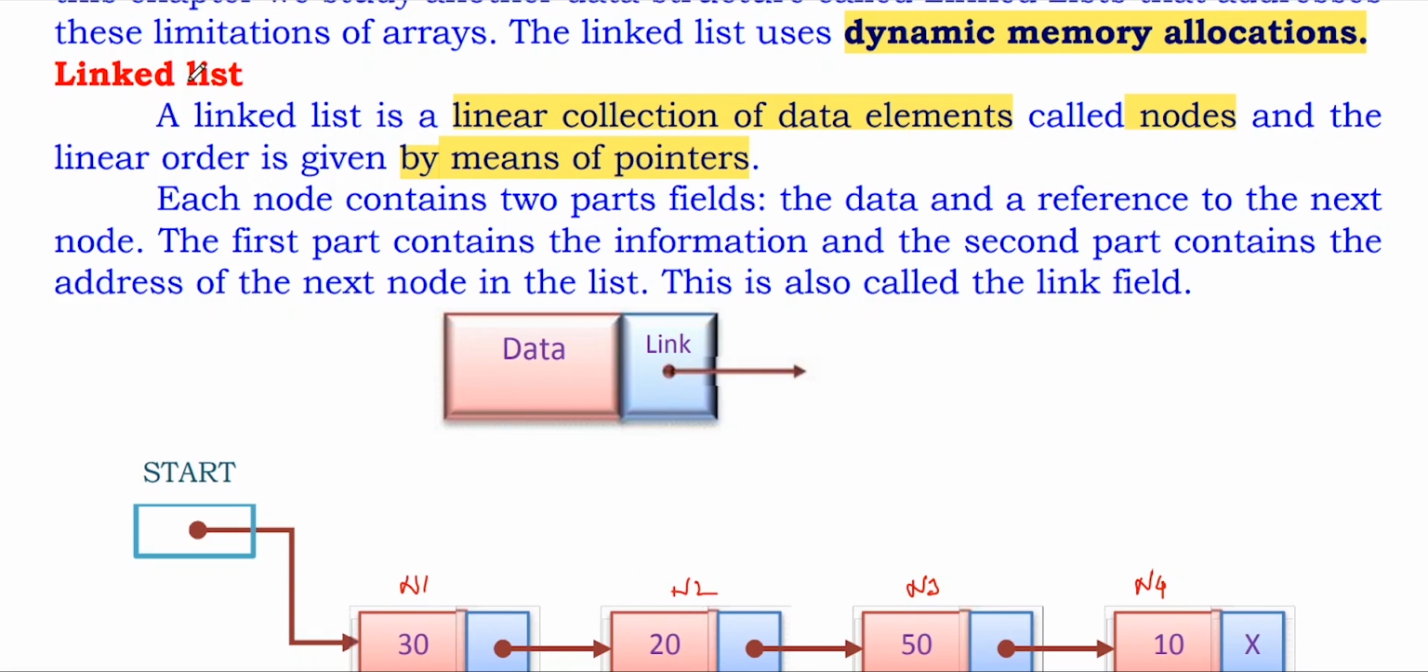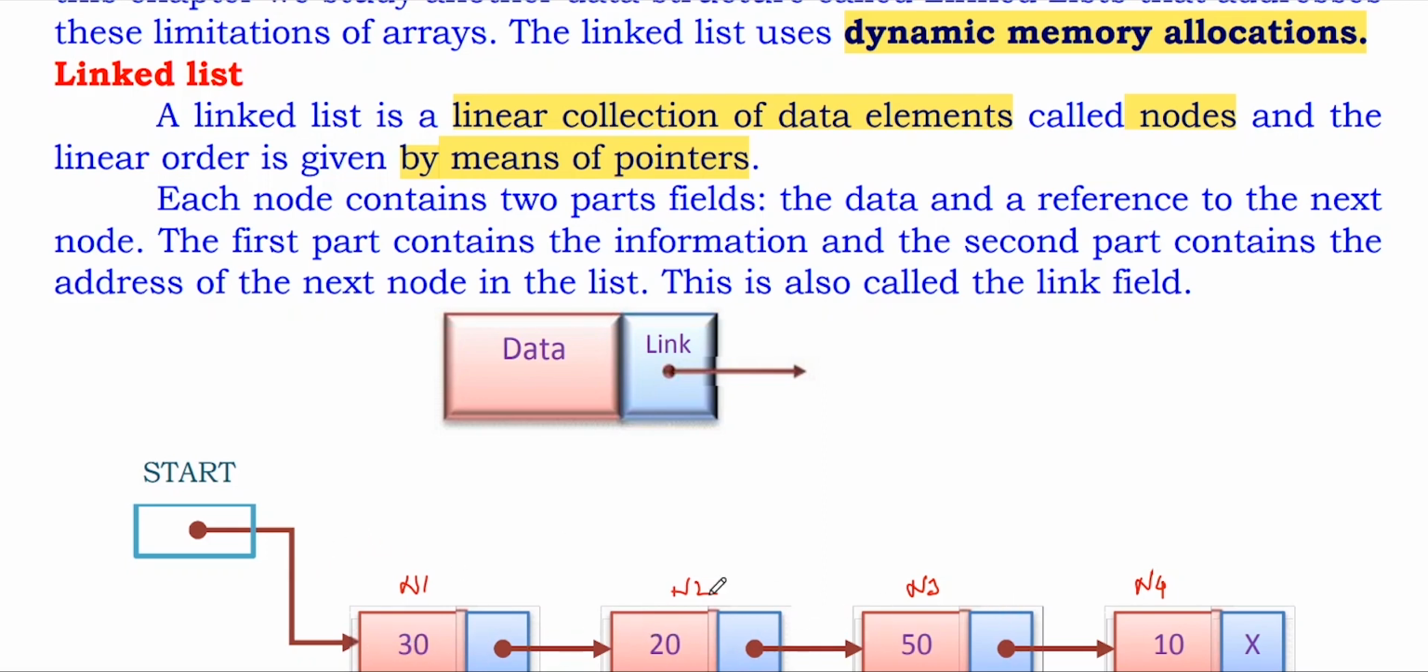So what does a linked list mean? It's a linear collection of data items or data elements called nodes, like this linear collection: node 1, node 2, node 3. They are together, linear, one after the other. You can see the arrow here. How are they linear, one after the other? Using pointers. We have a pointer which contains the address of this node, and the link field contains the address of the next node, so that they are linear.